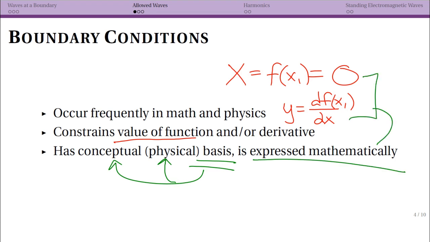So a simple example of this is that our string is held down at the wall. The physical or conceptual basis is that your string is tied there. It literally cannot move. We're then going to call that a boundary condition and turn that into a mathematical expression by saying that the displacement at a position where it's tied to the wall is equal to 0.